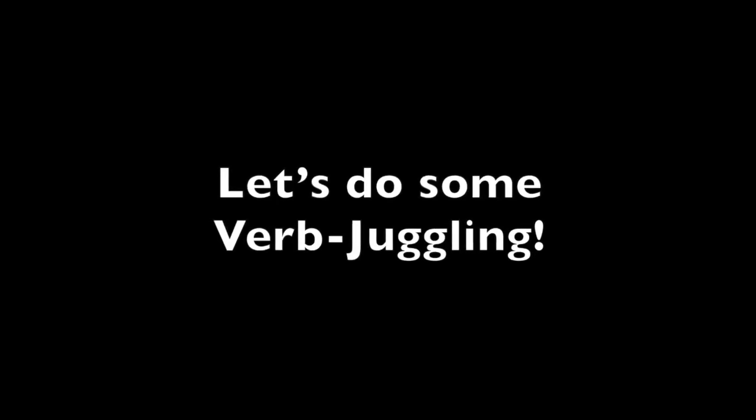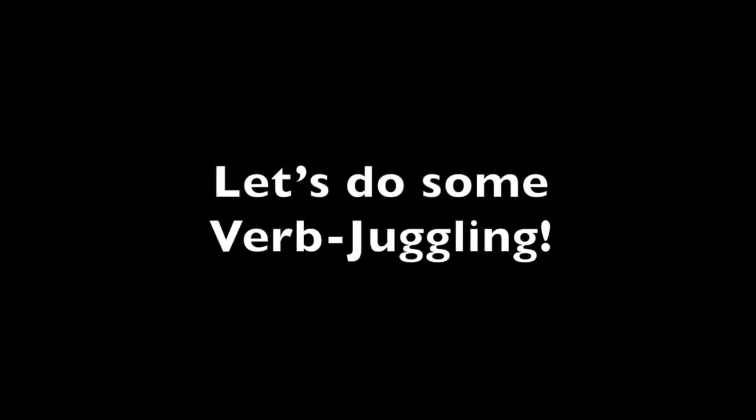Let's do some verb juggling and accelerate your fluency. Ausfallen is to be cancelled or to fall out. Ausfallen. How would you say it is cancelled? Es fällt aus. So in German, it's not a passive structure, it's an active structure. Es fällt aus. It falls out. In English, it's a passive structure.